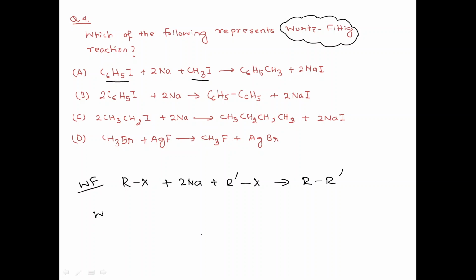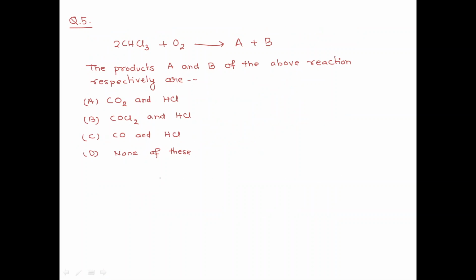For Wurtz reaction, the case is RX plus 2Na plus RX. So R and R are the same, correct? So they give R–R. So essentially option A is the correct option. Please go to the class for better clarification.